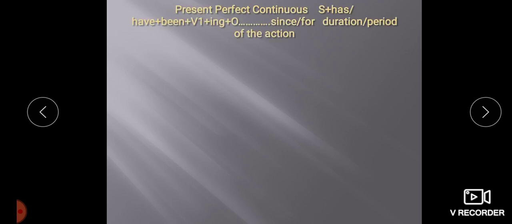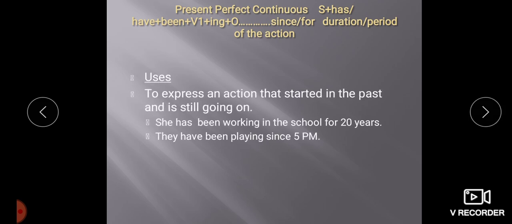Present perfect continuous tense. Uses: to express an action that started in the past and is still going on. She has been working in the school for 20 years. They have been playing since 5 p.m. The structure of the sentence goes like this: subject plus has or have plus been plus the ing form of the verb plus object.